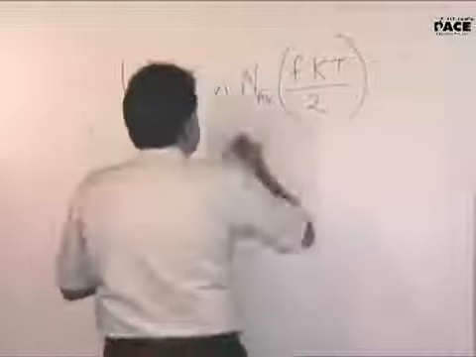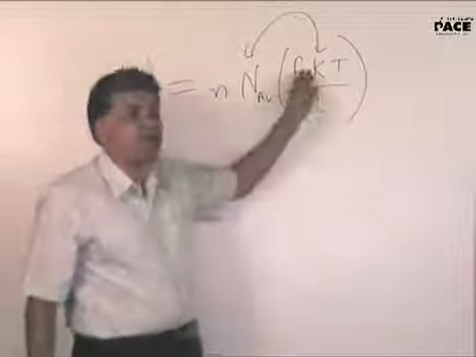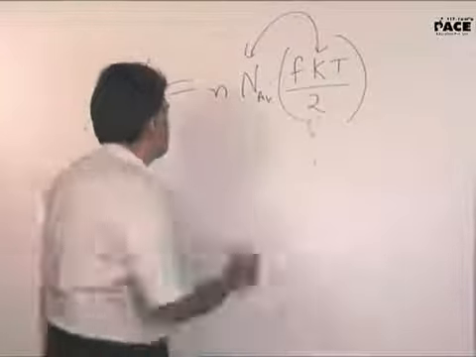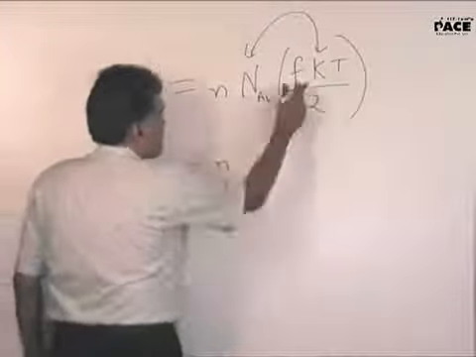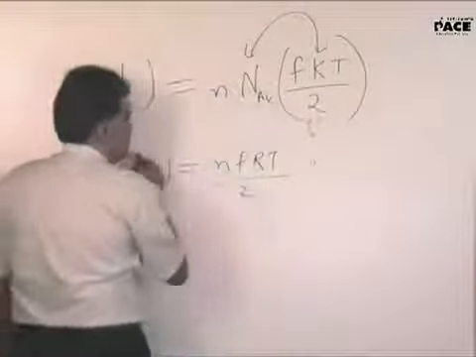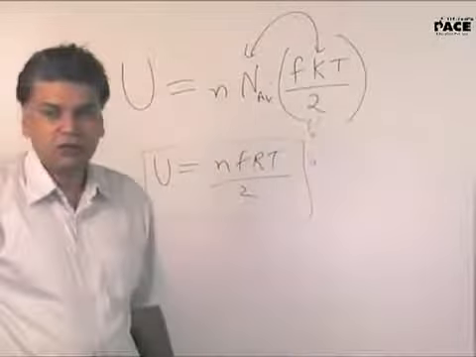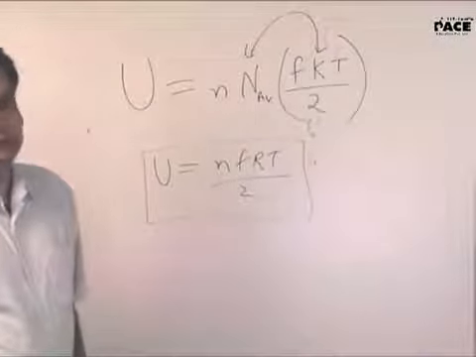Now, what is Avogadro number into k? k is R by Avogadro number, so this becomes nF RT by 2. Well, that's a fundamental formula we have got from EET. U is nF RT by 2.